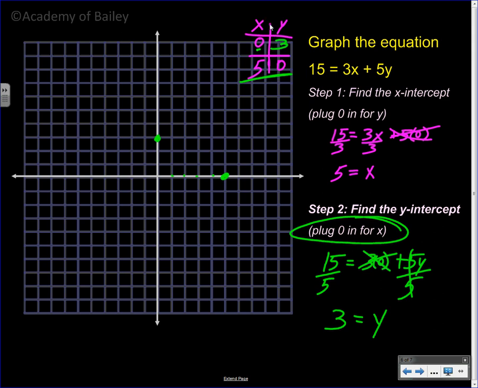So since those are the intercepts, the slope's going to be 1, 2, 3. 1, 2, 3, 4, 5. So we go up 3 and left 5. And there's our next point. Up 3 and left 5. And with those points, I feel confident in making a straight line here. And there's the line of the equation. 15 is equal to 3x plus 5y.